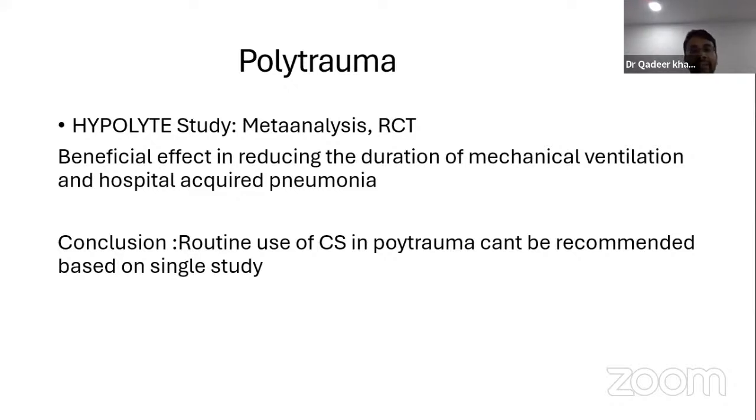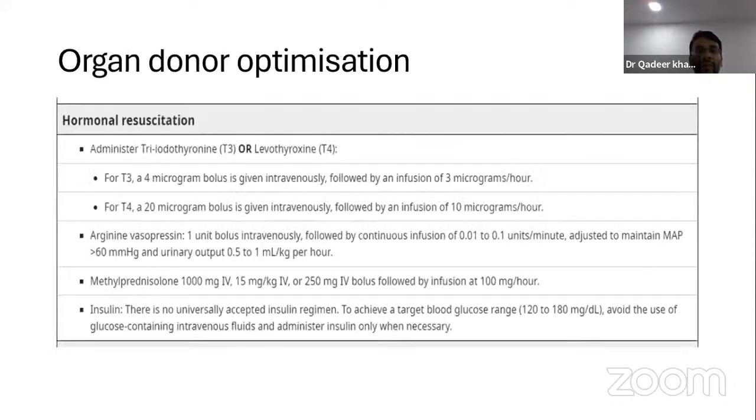In polytrauma patients, only one study was done, the Hypolite study, a meta-analysis which included many randomized controlled trials. A beneficial effect in reducing the duration of mechanical ventilation and hospital-acquired pneumonia was seen in polytrauma patients who were administered steroids. Overall, the benefit was in mechanical ventilation-free days, and the incidence of hospital-acquired pneumonia was less, but only one study was conducted. So based on that single study, a recommendation cannot be made to use steroids in polytrauma patients.